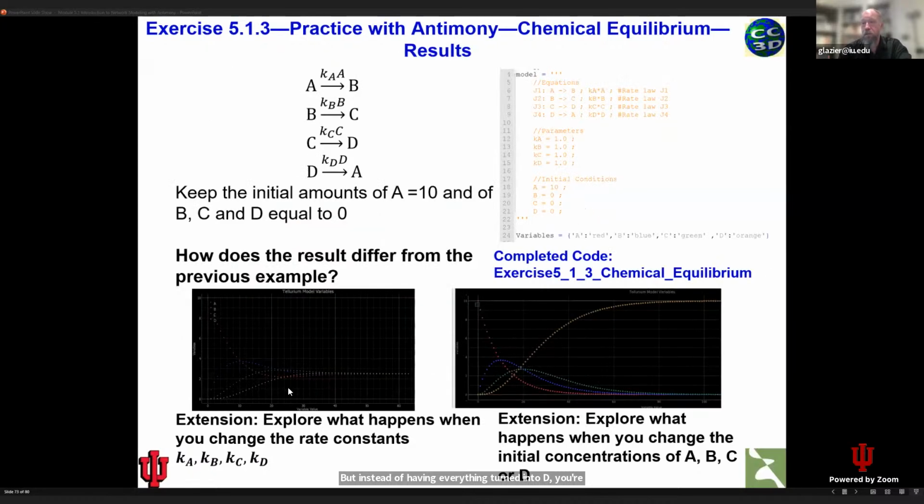So here's the comparison. In the new one, you get an equal amount of A, B, C, and D. In the first one, you got everything turning into D. And you can play with this and explore how the rate constants and initial values change the results. We're not going to have time to do that today, unfortunately.